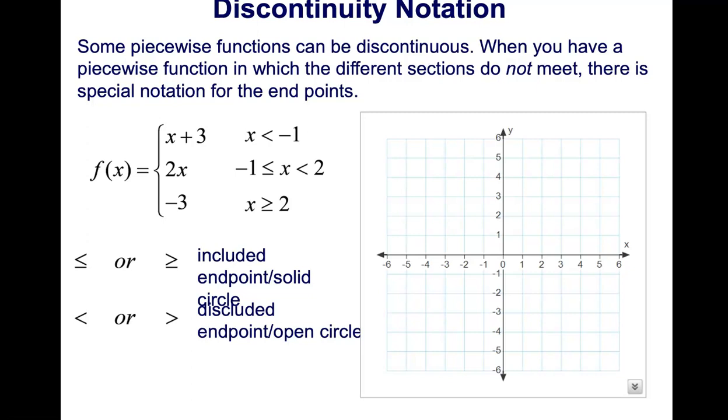Now, discontinuity. Some piecewise functions are discontinuous. Discontinuous means they start and they stop, and suddenly a second function will appear somewhere. When you have a piecewise function in which the different sections do not meet, there is a special notation for the endpoints. Now they are saying the first function is x plus 3. It is only where x is less than -1.